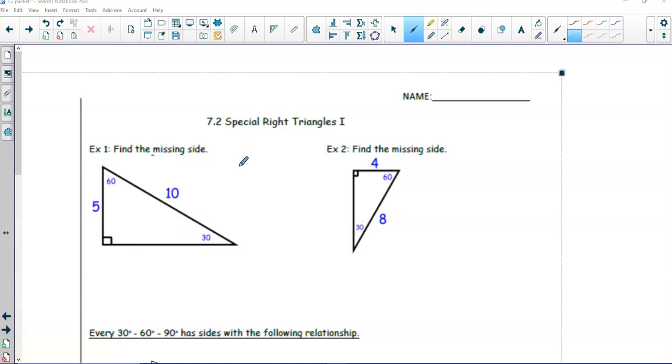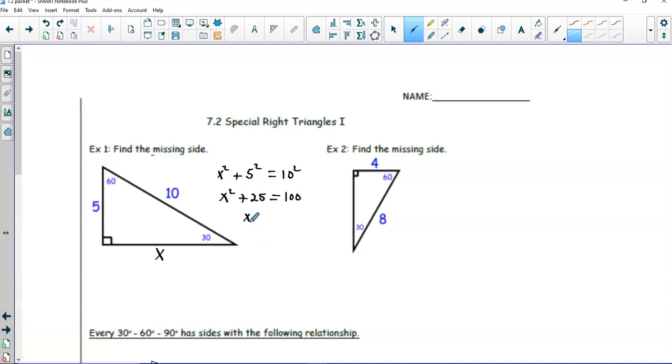Well, if we use the Pythagorean theorem again, let's make that x. That means x squared plus 5 squared equals 10 squared. That means x squared plus 25 equals 100. That means x squared is equal to 100 minus 25. Well, 100 minus 25 is 75, so x squared equals 75.